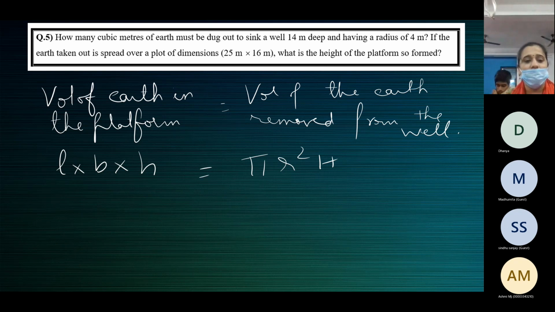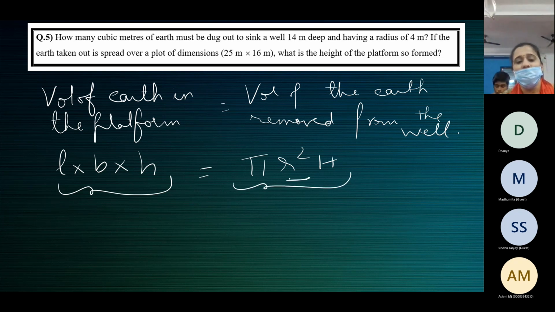All right. Now, what is this? Volume of the earth in the platform. What is this? Volume of the earth removed from the well. This is cuboidal. Sorry, this is cylindrical.